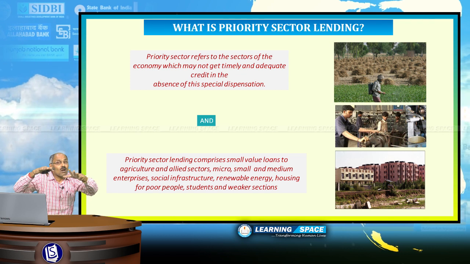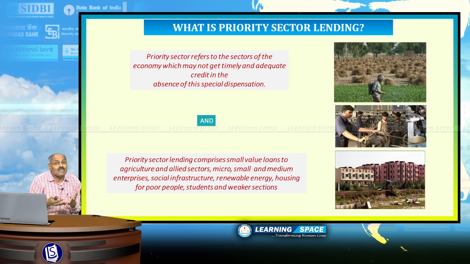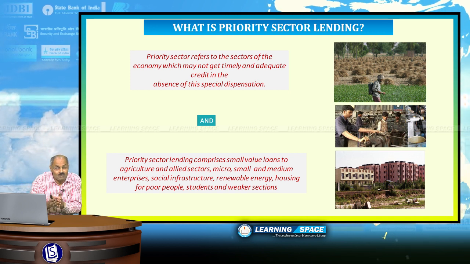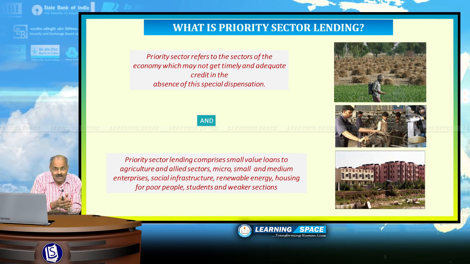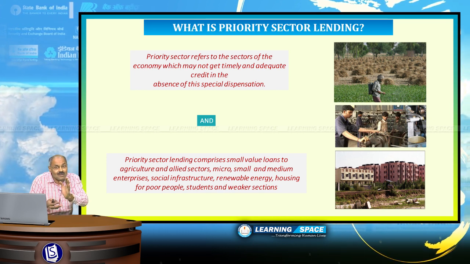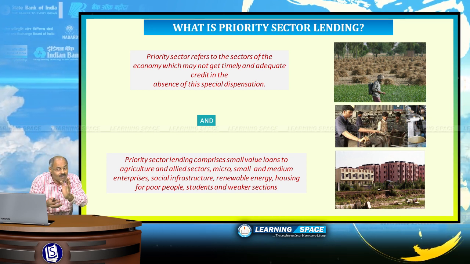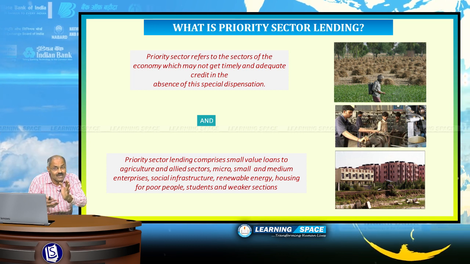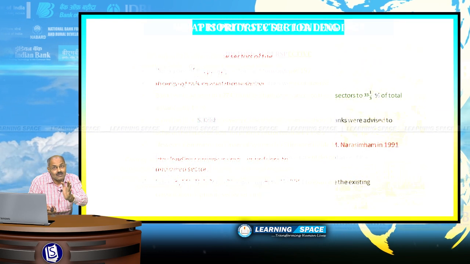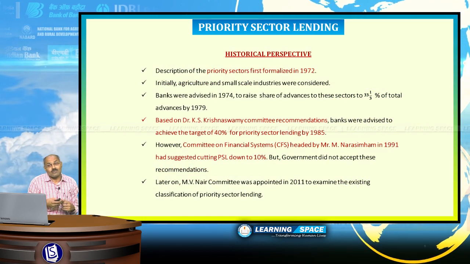So these all come under priority sector lending, and please don't forget, weaker sections also come under priority sector lending. So priority sector lending refers to the sectors of the economy which require timely and adequate credit from the banking system. Right now, the historical perspective.